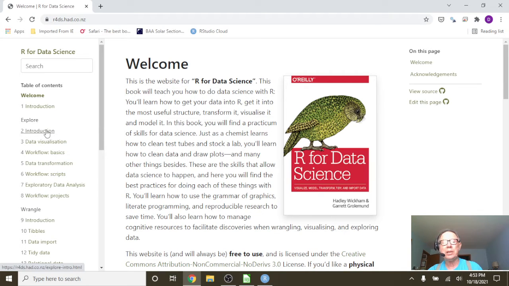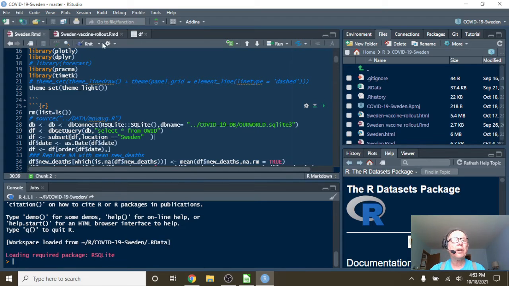Now, I also mentioned that in the printed version of this book, this introduction here is chapter 1, and this introduction up here doesn't have a number. So if you have the printed book, this is going to be number 1. Okay, so anyway, let's go and fire up this report here.